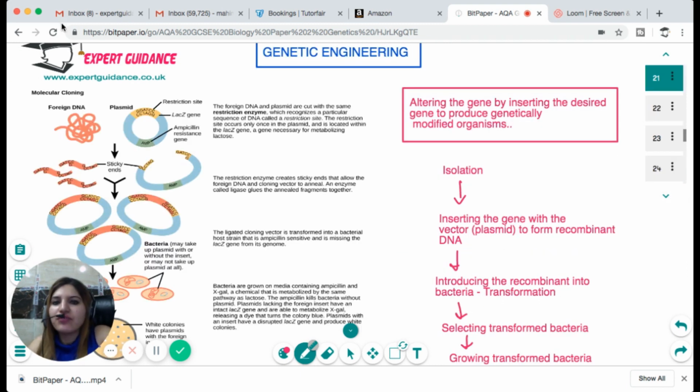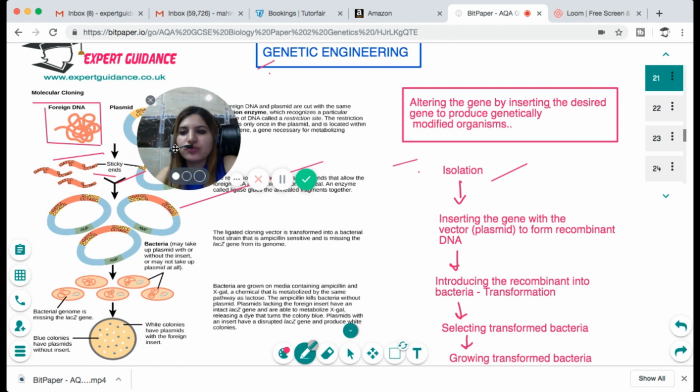So now we have a very new emerging technology, which is genetic engineering. Genetic engineering is altering the genes by inserting the desired genes to produce a genetically modified organism. Now, how this works is we select a foreign DNA, which is a gene of interest, and we isolate that gene, and then we take a bacterial plasmid and cut it so that we can join it with our gene of interest to make a recombinant DNA. So first we isolate the gene, then we cut the vector and the gene, and then we join the two to make the recombinant DNA.